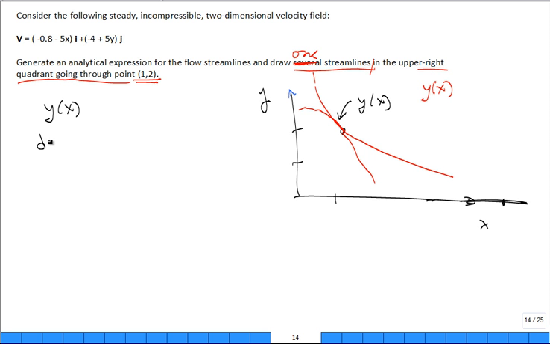If you had y as a function of x, what would dy/dx be? The slope. dy/dx is local slope, the tangent. The tangent. At this point, 1, 2, what is the tangent?